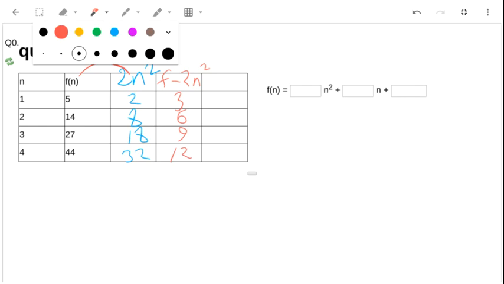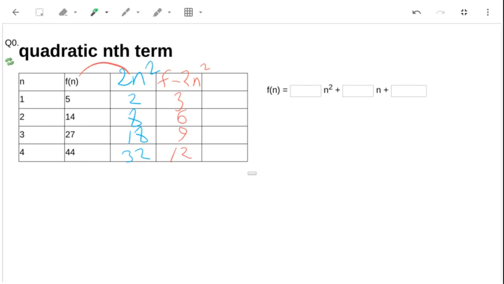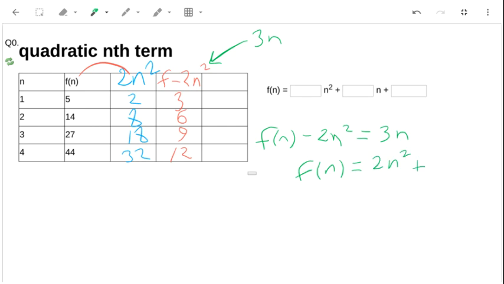And I shouldn't need to do a huge amount of calculation to figure out that that column is not just f minus 2n squared, it's also just 3n. So if I write it out, f of n minus 2n squared equals 3n, and therefore f of n equals 2n squared plus 3n. All done.